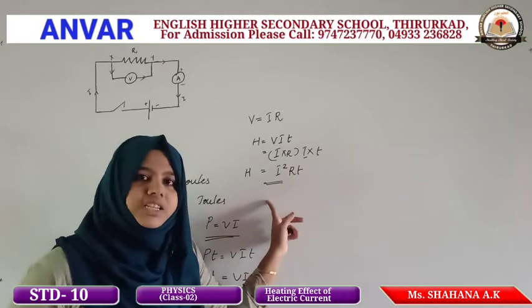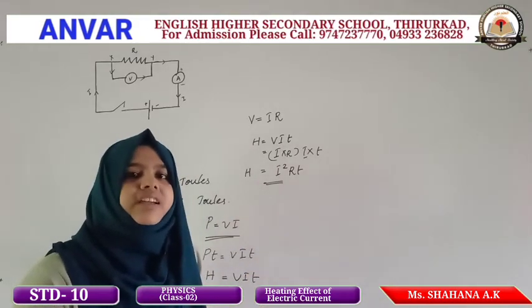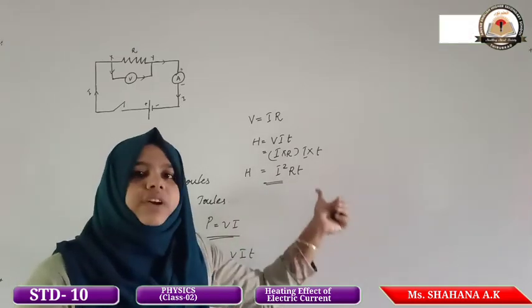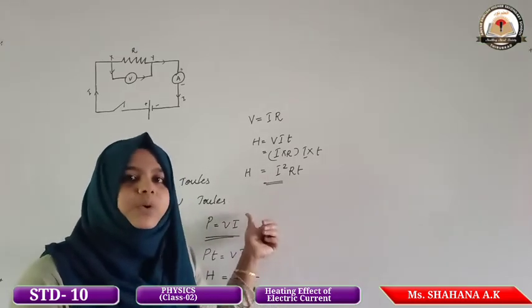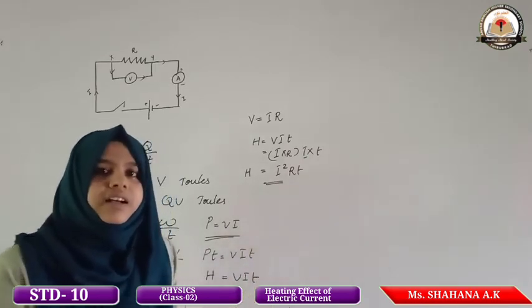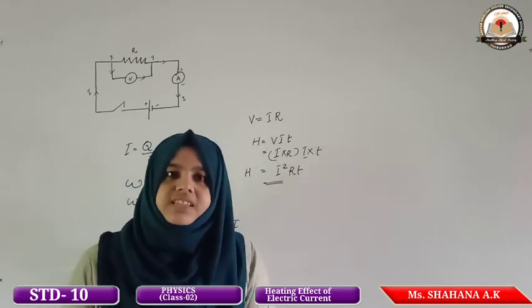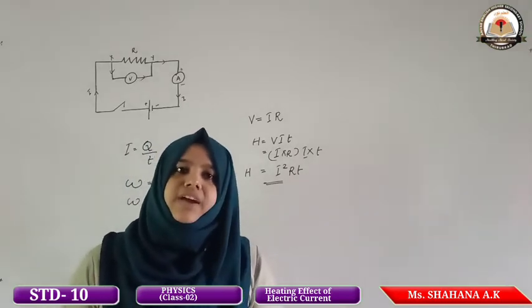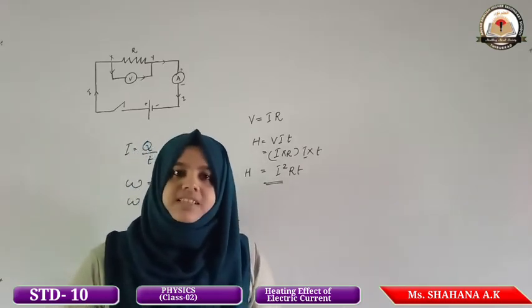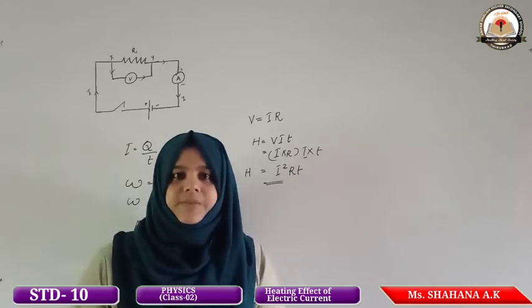Here is the equation to find the heat generated in a circuit when current is passing in that circuit. H is equal to I square RT. This particular process of generation of heat in a circuit when current is passing through that circuit is known as Joule's heating or ohmic heating.